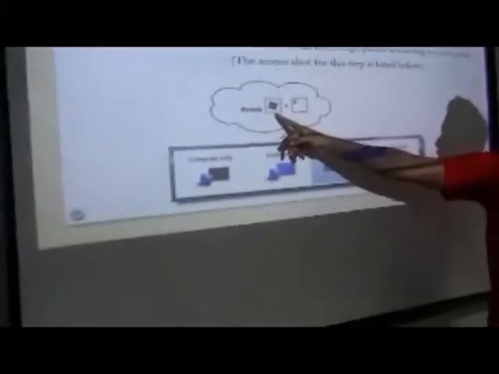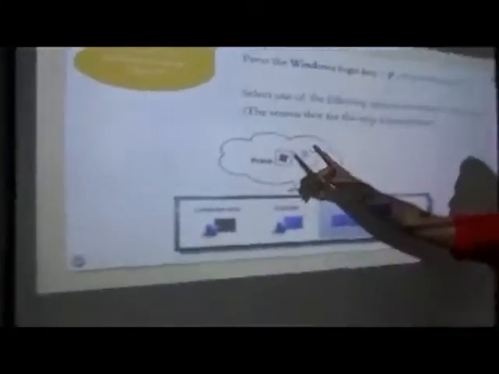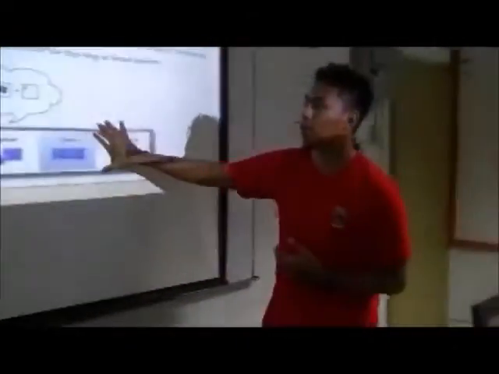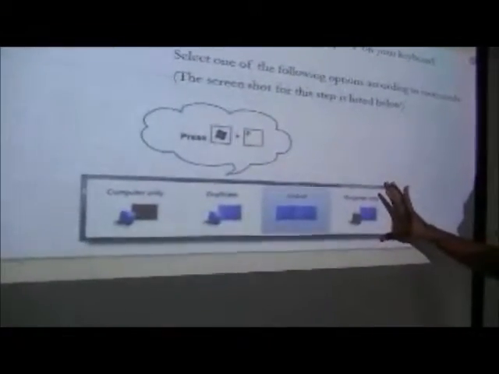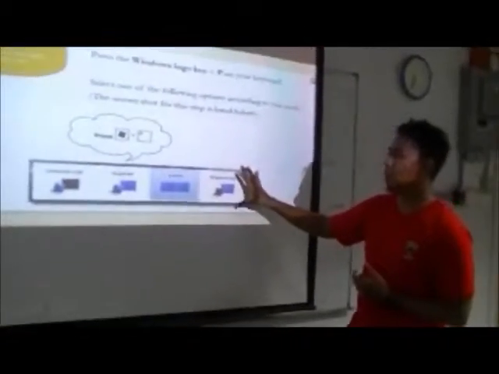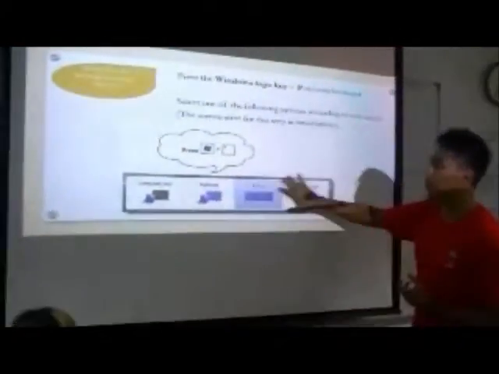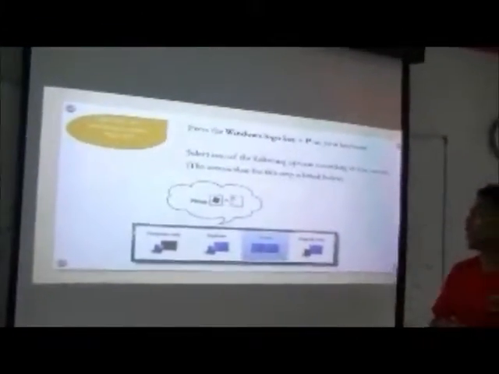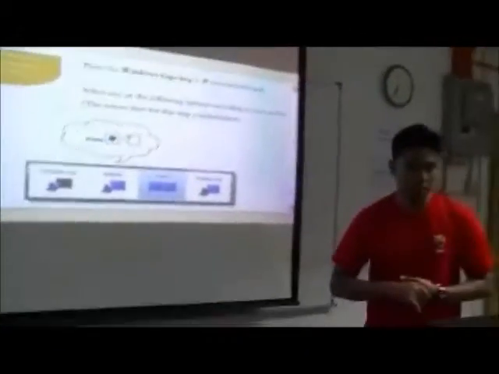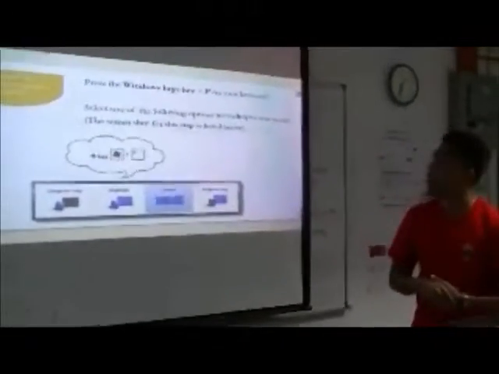When we press the Windows logo key and then the P key, this will come up. This is for a Windows 7 PC. On Windows 7 PC commonly this will come up, and then we can choose which projector we want. And then we move to the next slide.